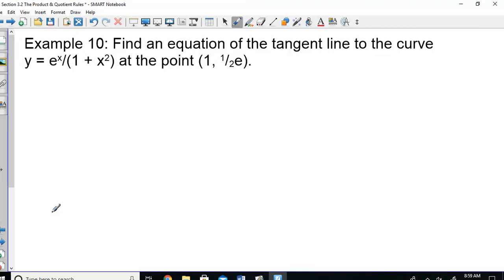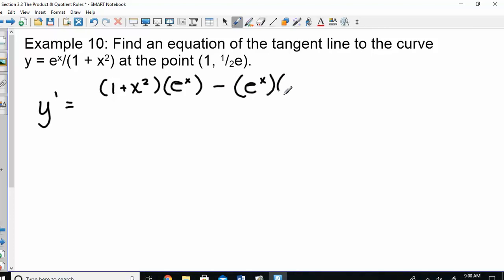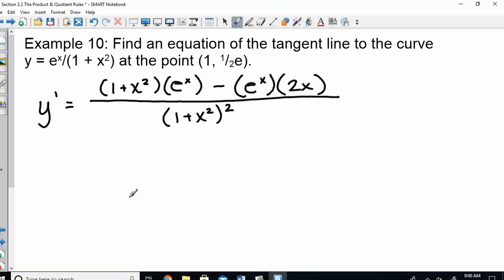Okay, so my function is e to the x over 1 plus x squared. So we have to do the quotient rule. So low, so the bottom is 1 plus x squared. D high, what is the derivative of e to the x? E to the x. Minus high, so the top is just e to the x. D low, derivative of the bottom? 2x. Over low squared.